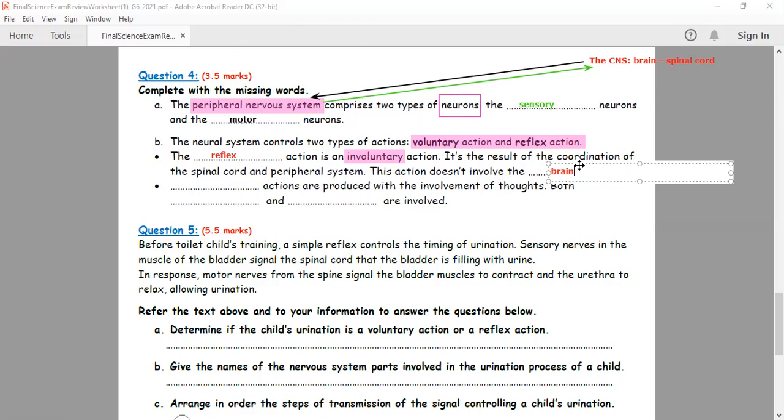Since these are involuntary actions, we don't think about them, so the brain is not involved. What do we call the actions that are produced with the involvement of thoughts? You think about them.